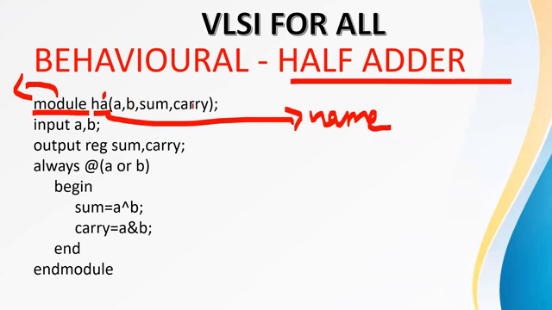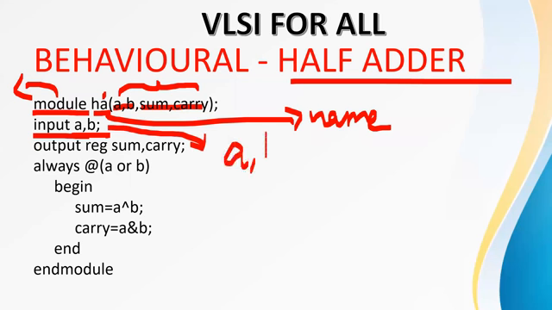A, B, sum and carry. As we have seen in the last slide, A and B are inputs, sum and carry are outputs. These are the ports which we define inside the module. And then again, we have A, comma B as input. We have to declare it as input. We have to let the code know what is input and what is output. So we declare input A, comma B, and output sum, comma carry.